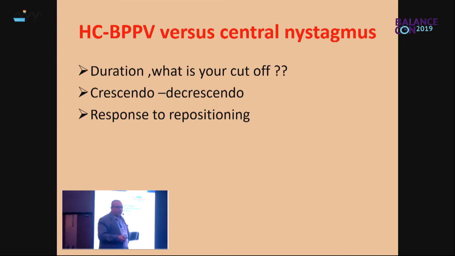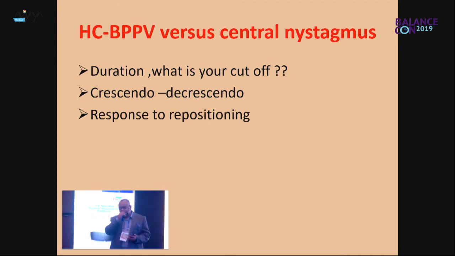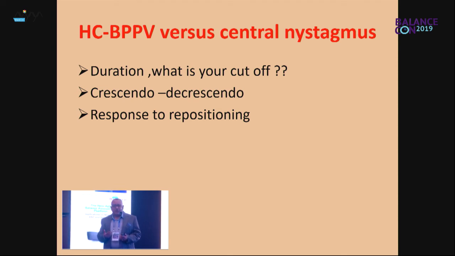Crescendo, decrescendo. So what's crescendo, decrescendo? It has long been described as a characteristic of BPPV nystagmus. It reaches its peak very fast, and then gradually calms down. So there is a very high slope in increasing, then slowly decreasing.